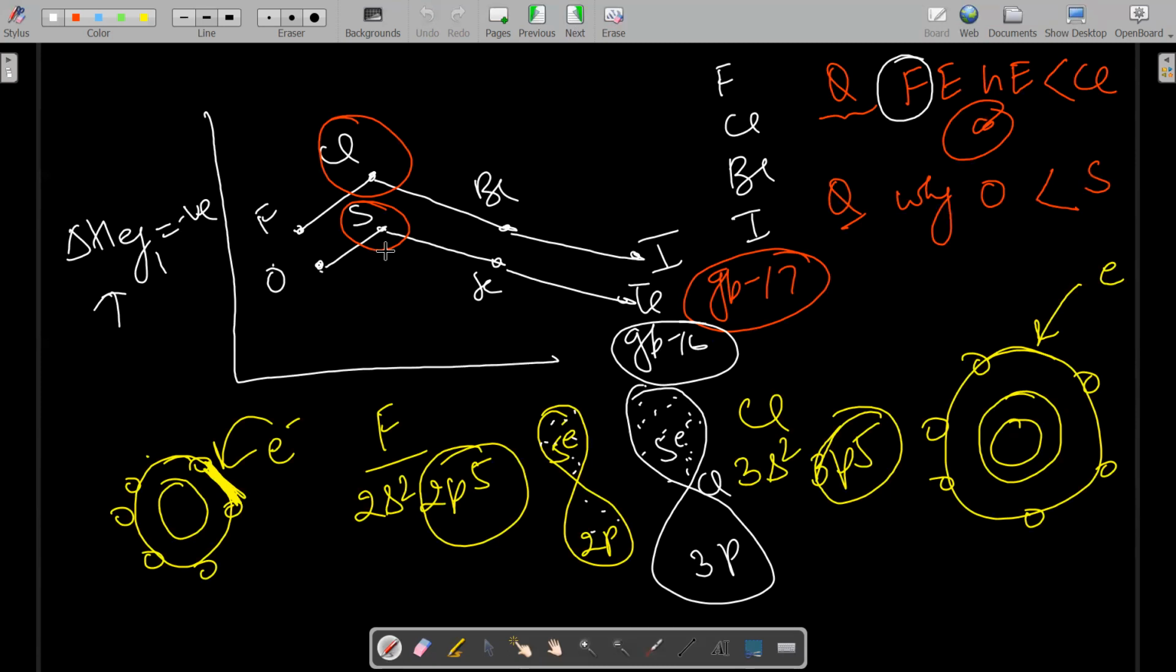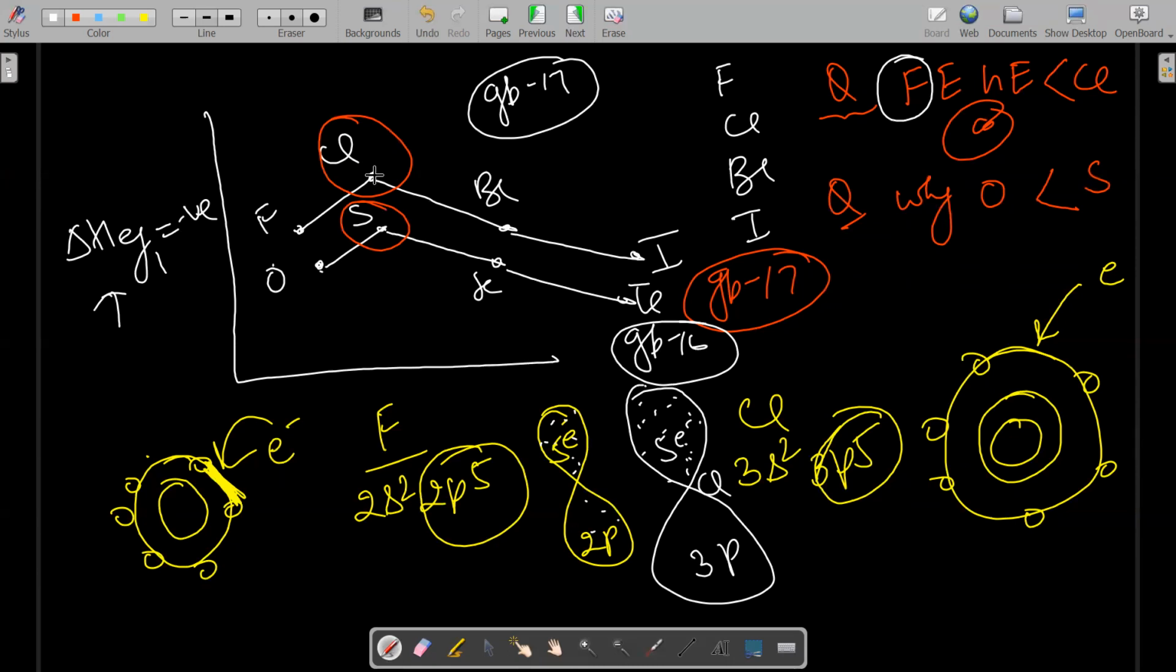Now the next concept is across the period and down the group. This is down the group. Suppose we are taking group 17. Down the group, this is the most important concept. Down the group, we always say electron gain enthalpy decreases. But in this case, what you are observing, between fluorine and chlorine, is that chlorine has the higher electron gain enthalpy.